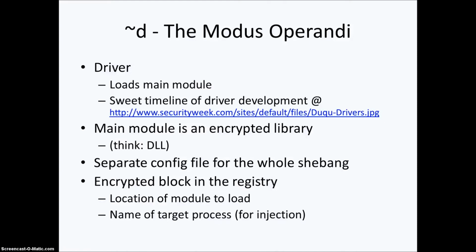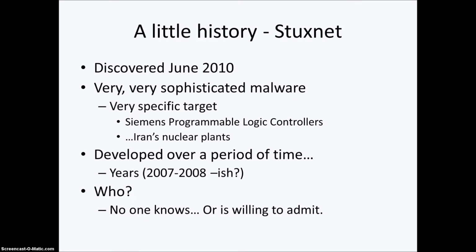Now we'll transition into a little bit of the background of Stuxnet in specific. So this piece of malware was first discovered in June of 2010. It's very, very sophisticated, arguably the most complex malware known to date. It had a very specific target.